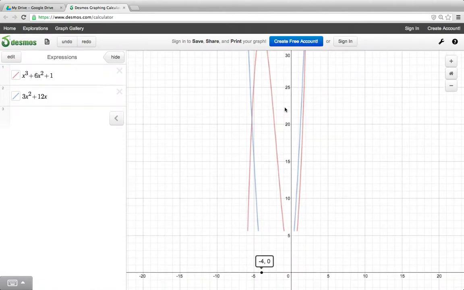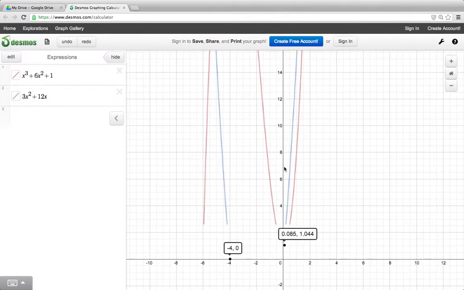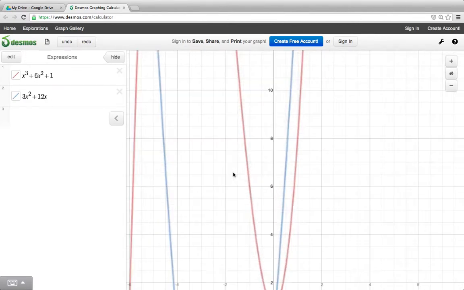And with that same idea, our other x-intercept of the derivative at 0 is exactly where our original turns around again. I can't quite get the point. That's supposed to be 0. Okay? If I zoom in, maybe I can get it for you. Okay? So that's how our derivative also relates to the original equation we have.